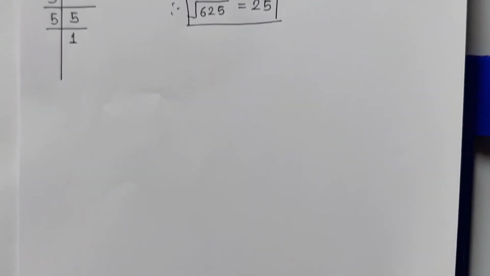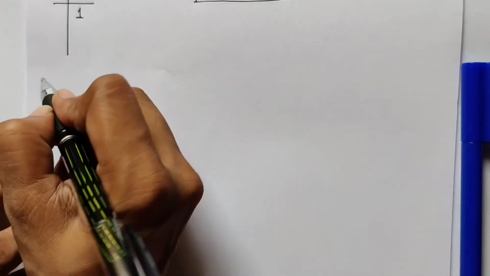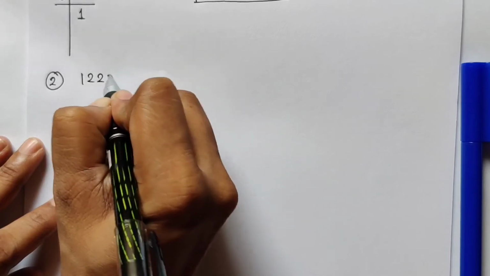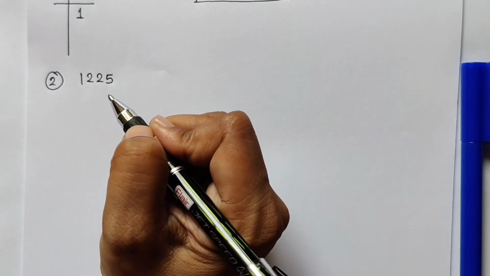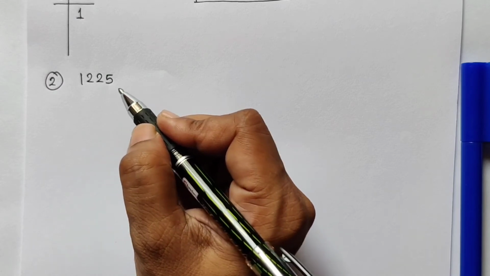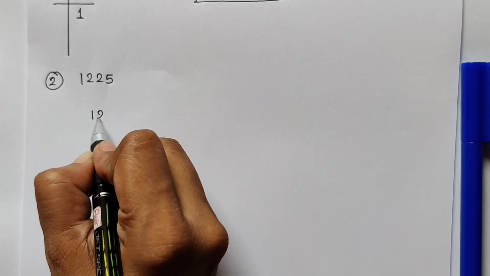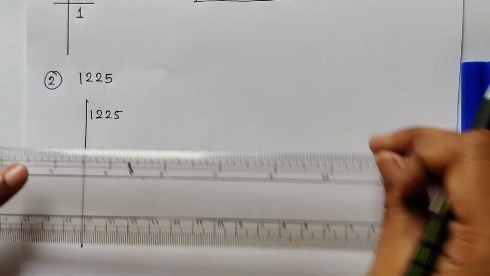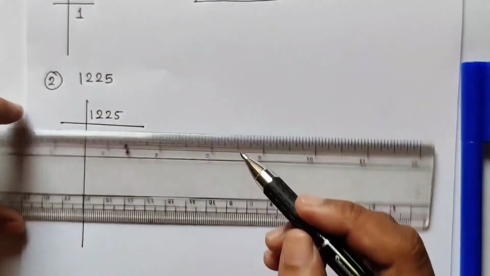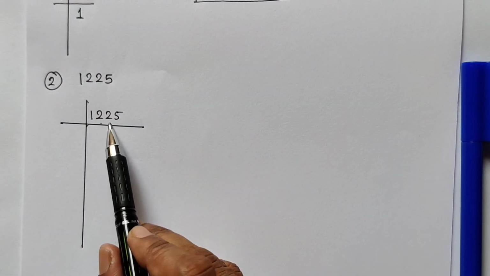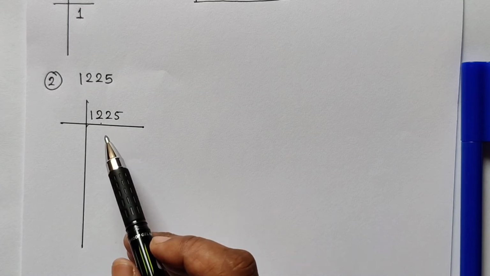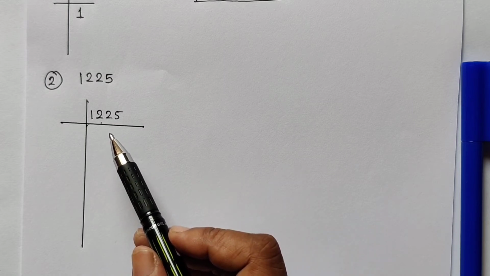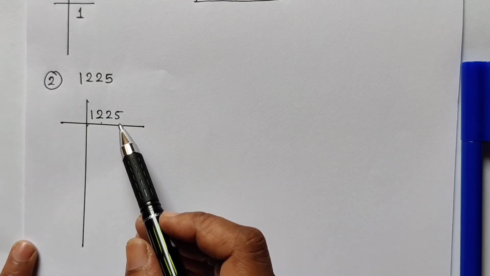Now let us see the next sum. Next is 1225. See, again 5 is there in the unit place. So let us see how to find the prime factors. 1225. Find out the prime factors of these numbers. 1 plus 2 is 3, 3 plus 2 is 5, 5 plus 5 is 10. So again it is not divisible by 3, and we cannot divide it by 2 because 5 is there in the unit place. So let us directly divide it by 5.